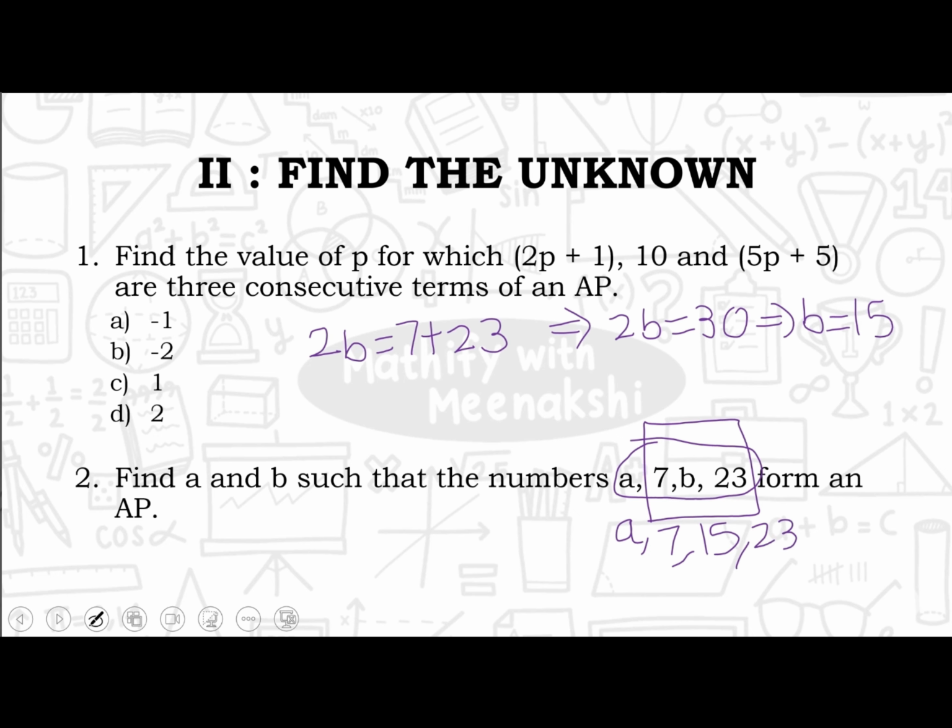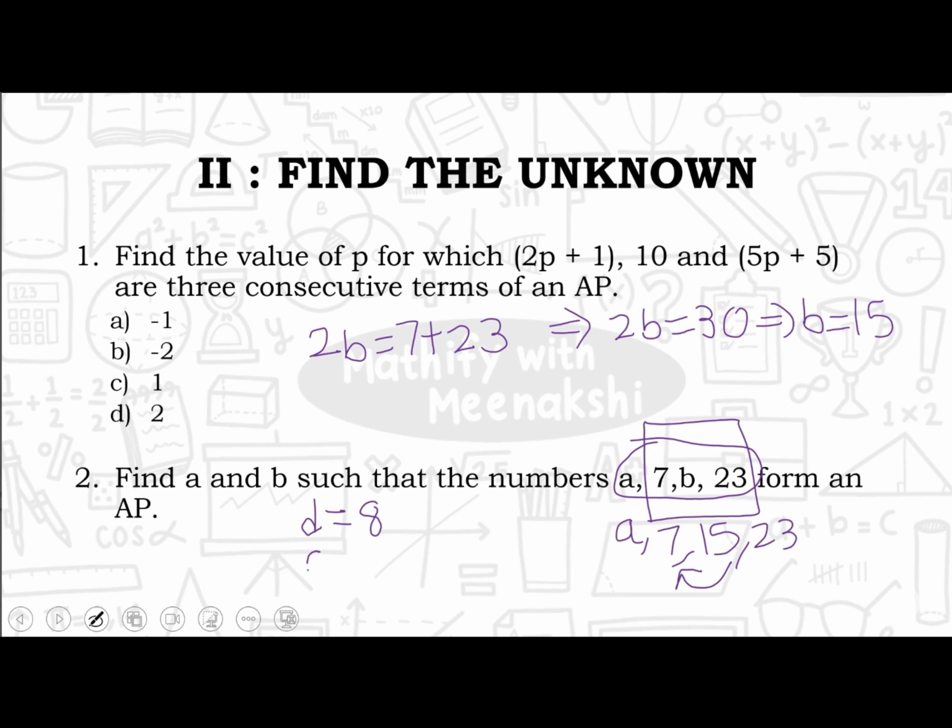Now we have to just find the value of A. First we'll find the value of D. You know that D is the difference of two consecutive terms but in reverse order. So I'm taking these two, 15 minus 7. Even you can say 23 minus 15. You will get the same answer, that is 8. So my D is 8.